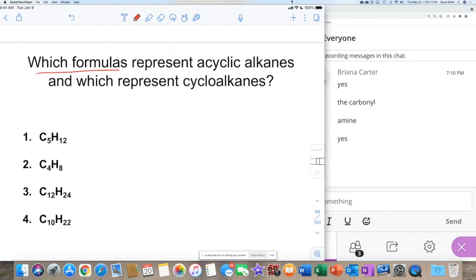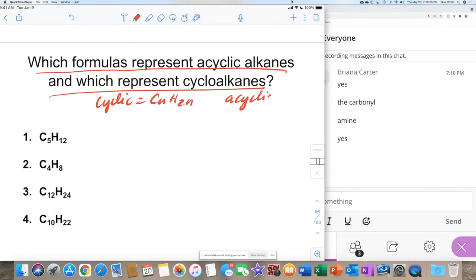Which formula represents acyclic alkanes? The one that's cyclic is CnH2n, right? Acyclic is CnH2n plus 2. So the one where the second number is double the first number is cyclic. Let me go through and figure that out. For number 2, 8 is double of 4, so this is cyclic.